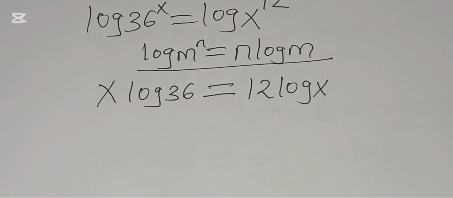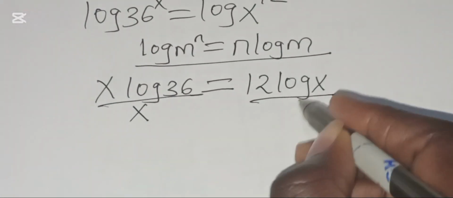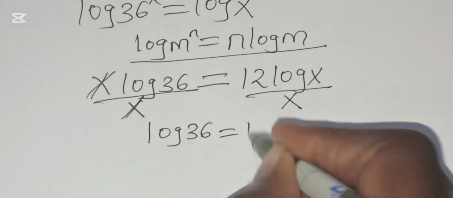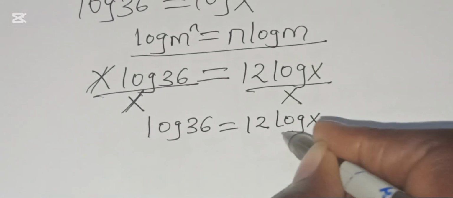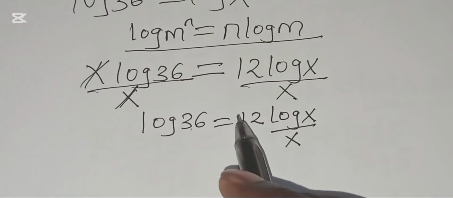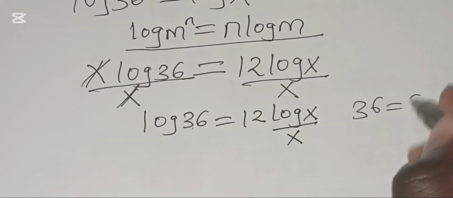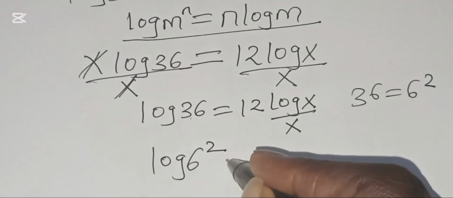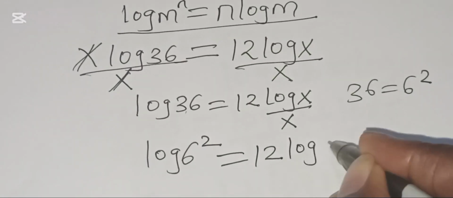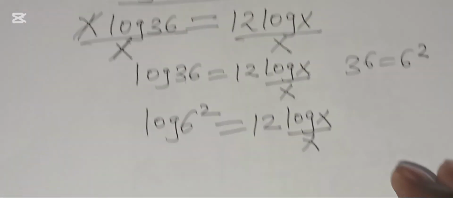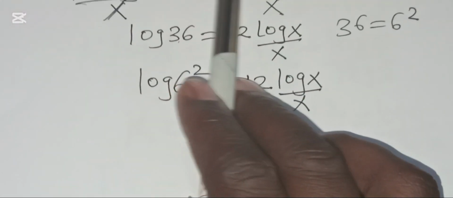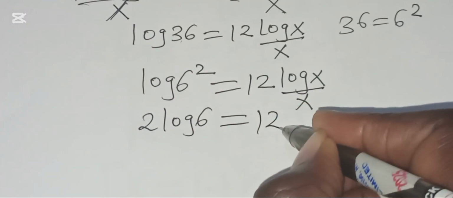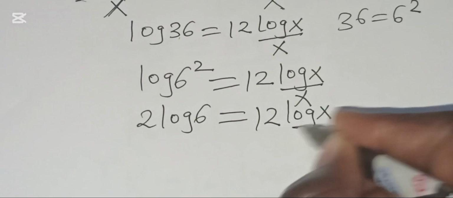The first thing, we divide both sides by x, so that you're going to have log 36 equal to 12 log x divided by x. Now 36 can be expressed as 6 raised to power 2. So this means we can express this as log 6 raised to power 2, which is equal to 12 log x divided by x. Applying this identity, we will have 2 log 6 equal to 12 log x divided by x.